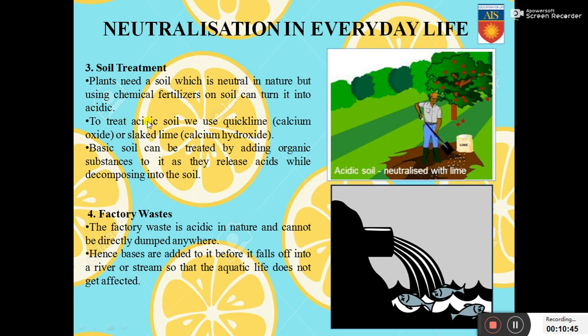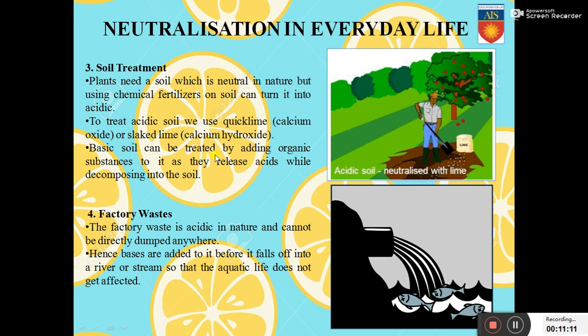Next is soil treatment. Plants need a soil which is neutral in nature, but using chemical fertilizers on soil can turn it acidic. To treat the acidic soil, we use quicklime, that is calcium oxide, or slaked lime, which is calcium hydroxide. So, these two things or certain other basic substances can also be used to neutralize acidic soil.